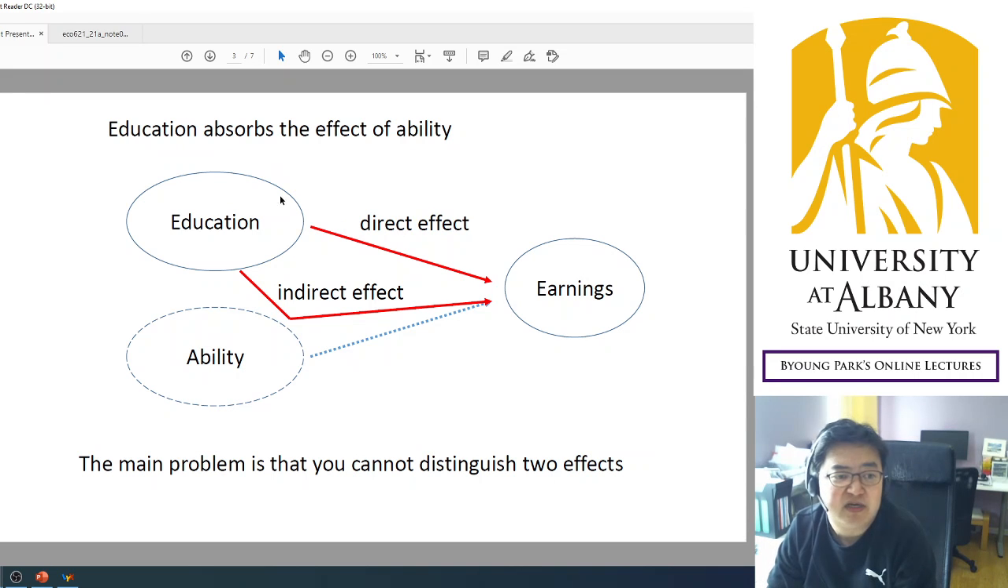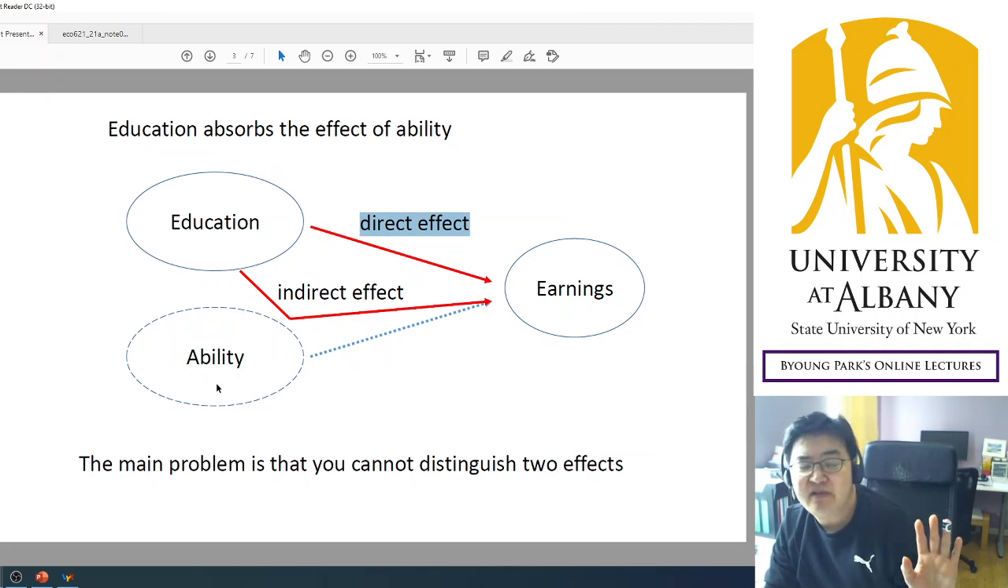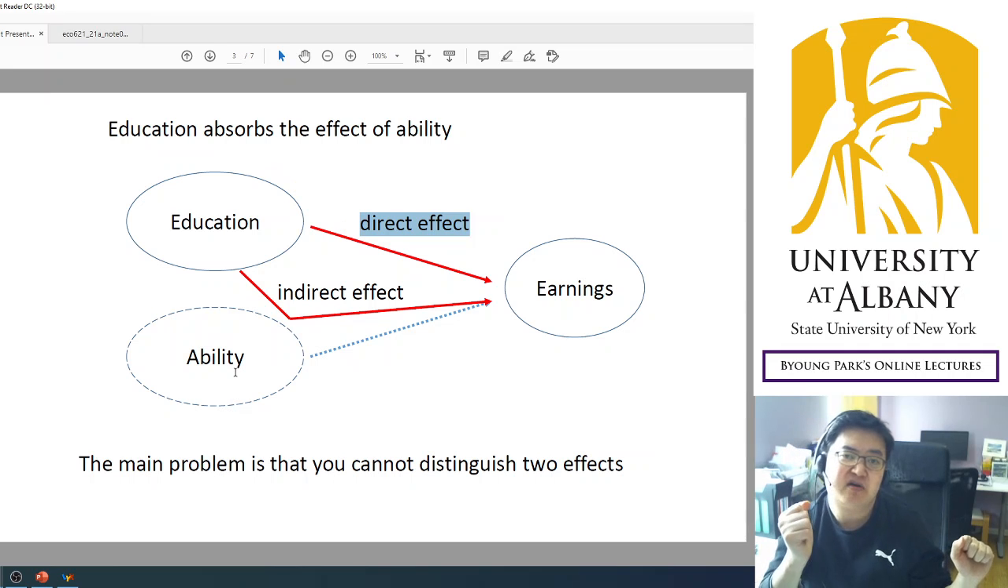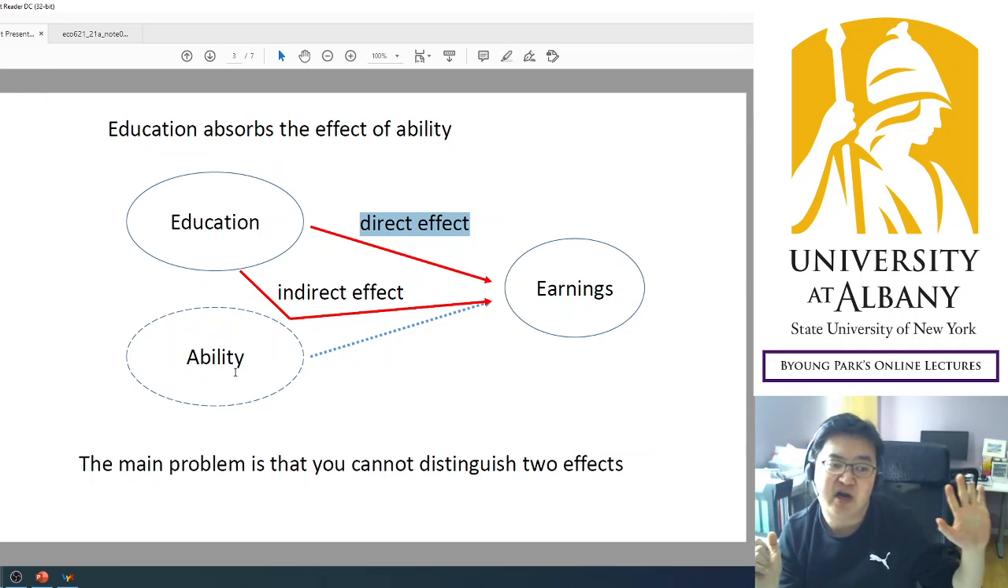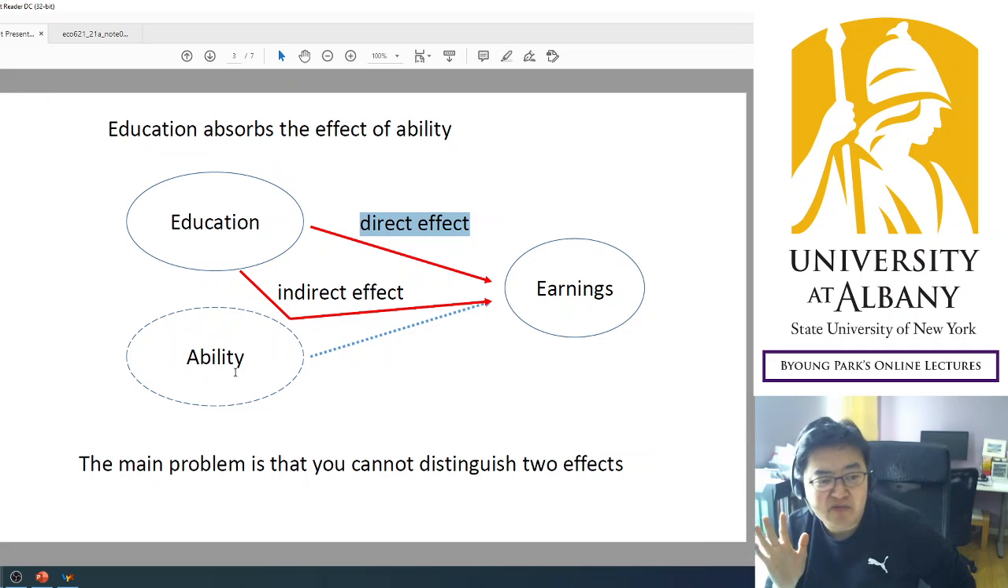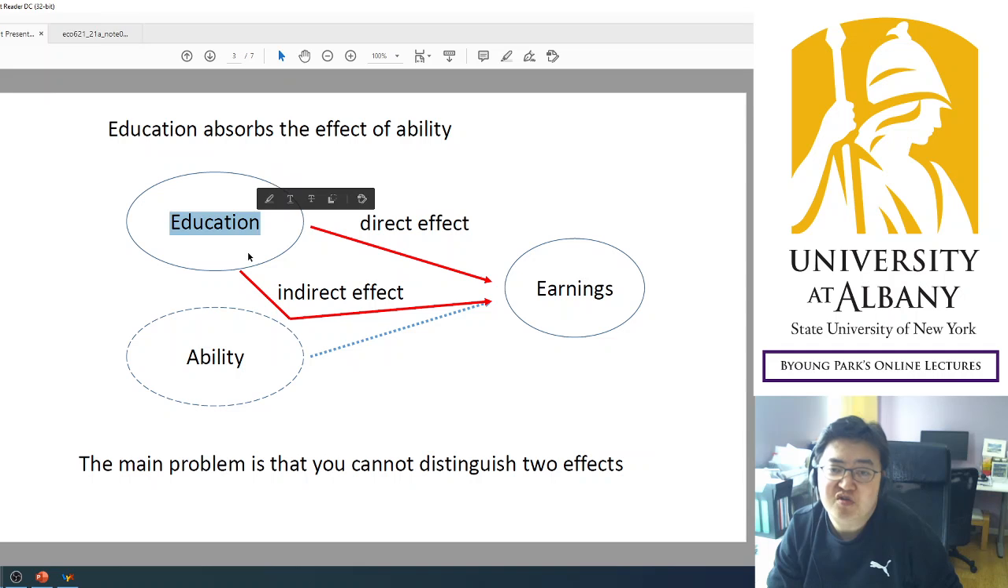And the reason is because education has a direct effect. This direct effect is what you want to estimate, right? Holding ability fixed, I'd like to see the marginal effect of education on earnings without changing ability. However, the problem is higher education usually implies higher ability.